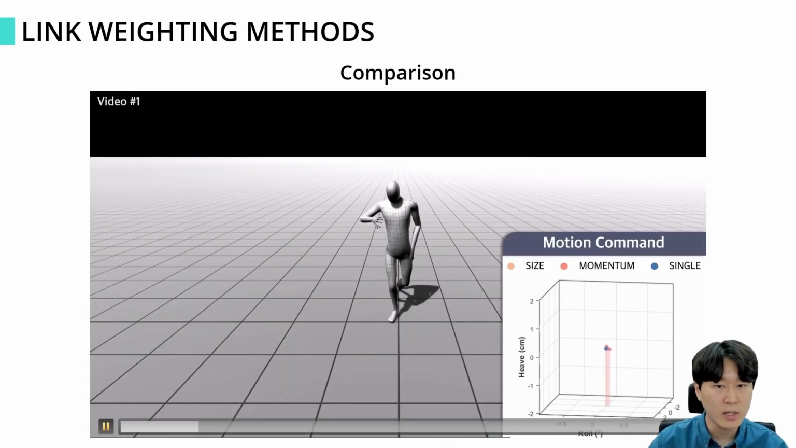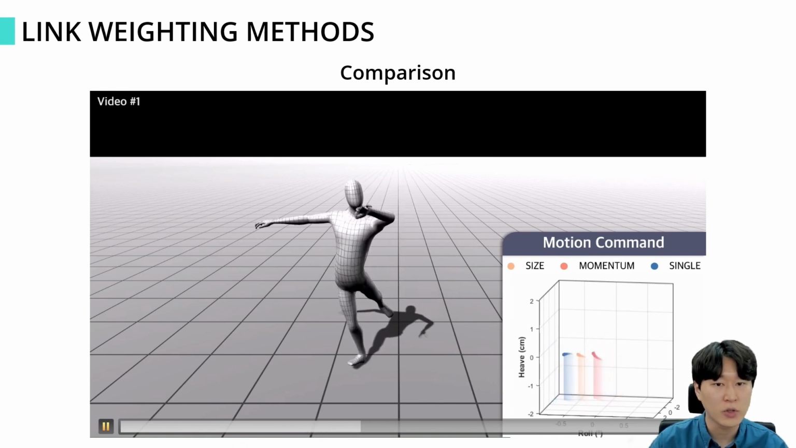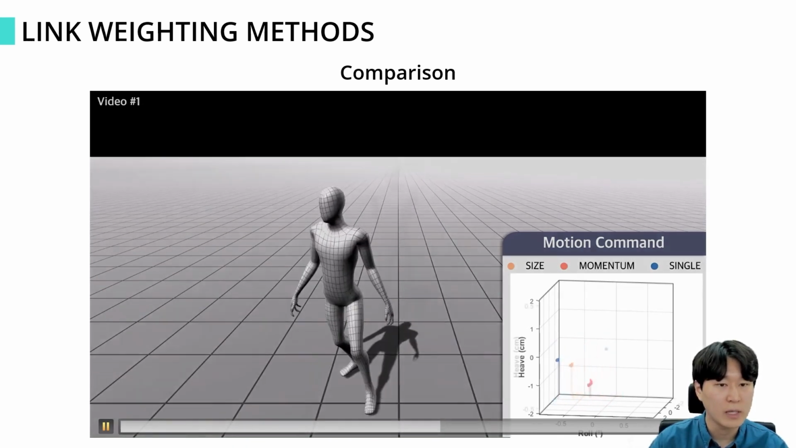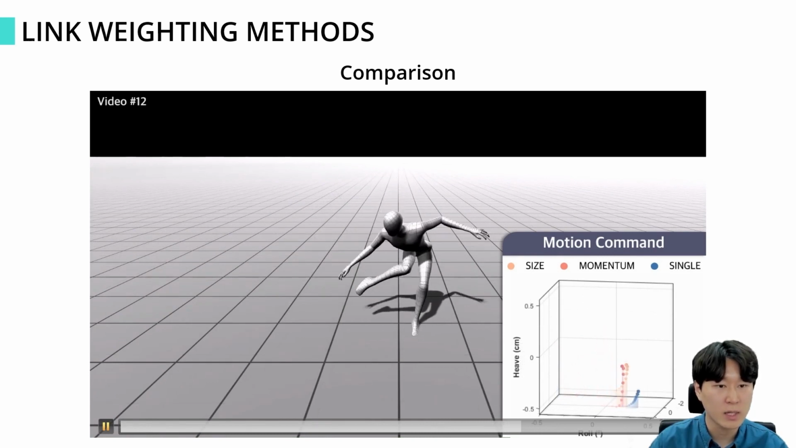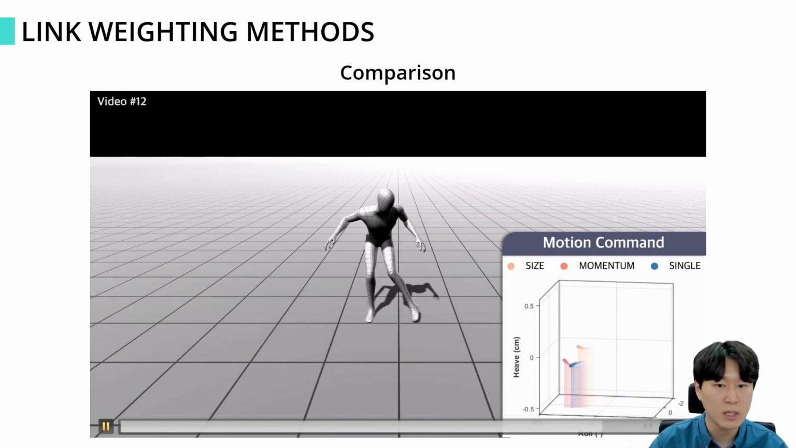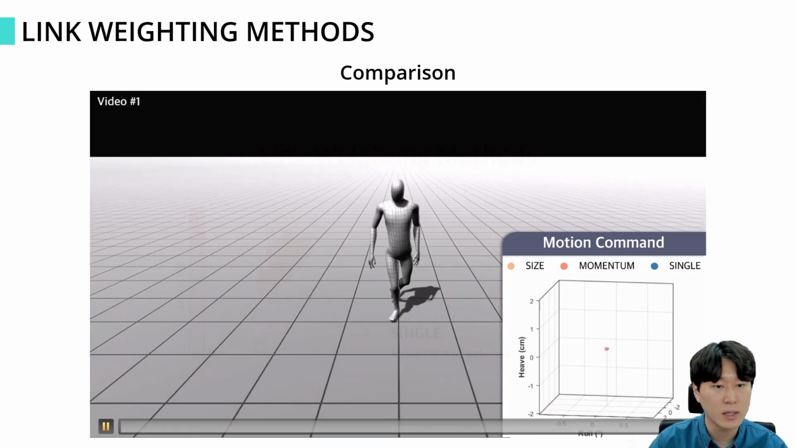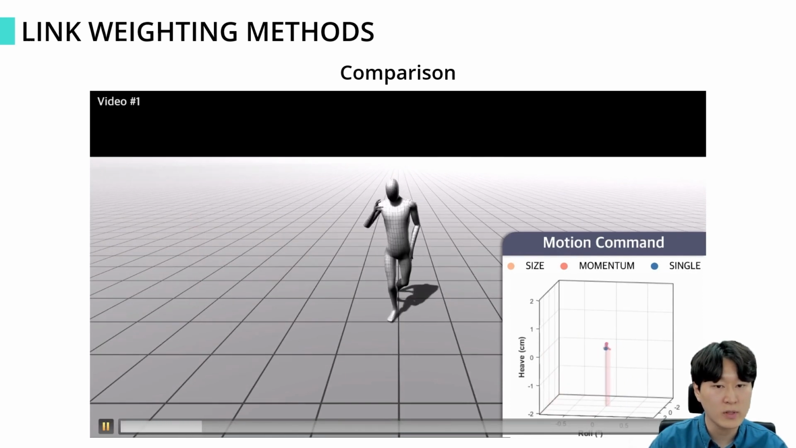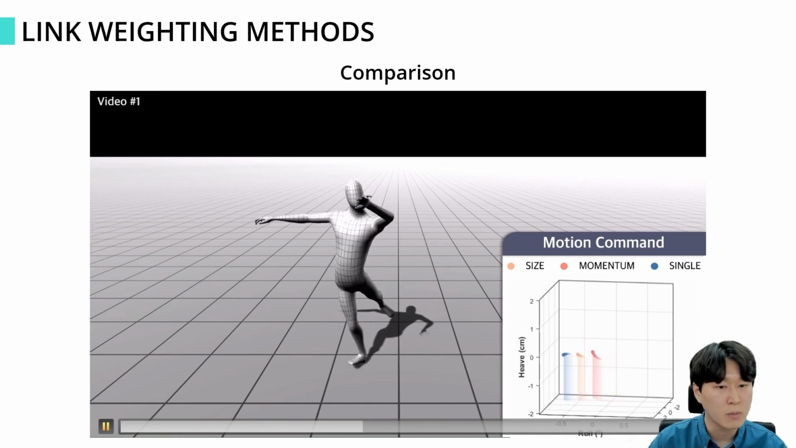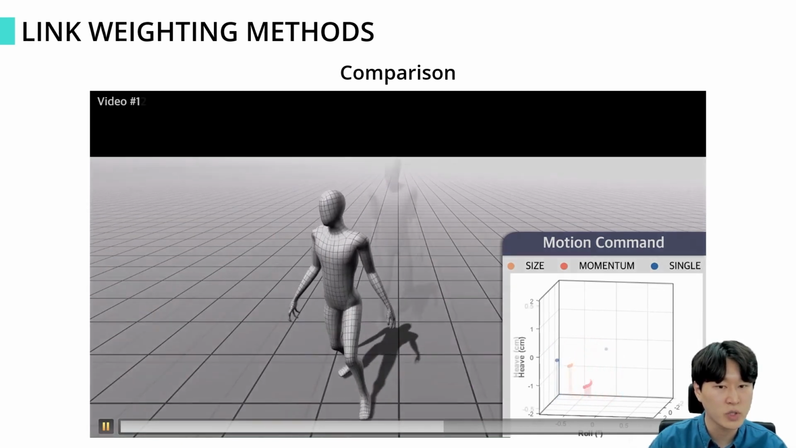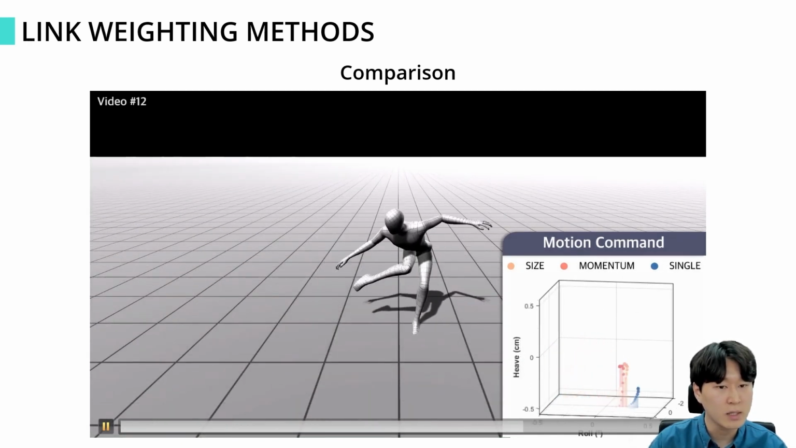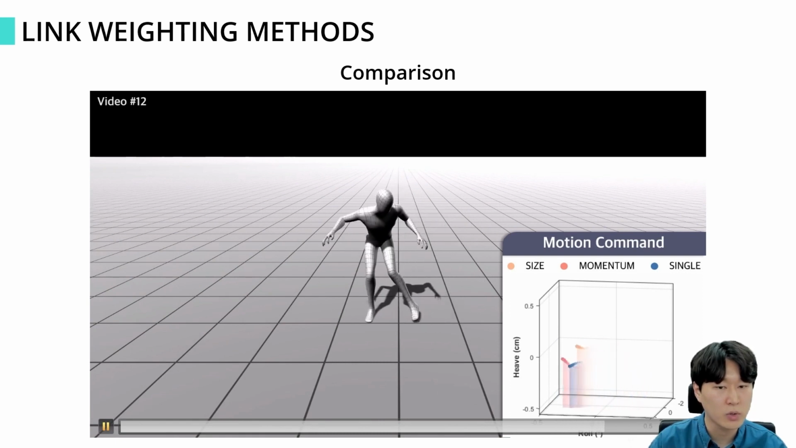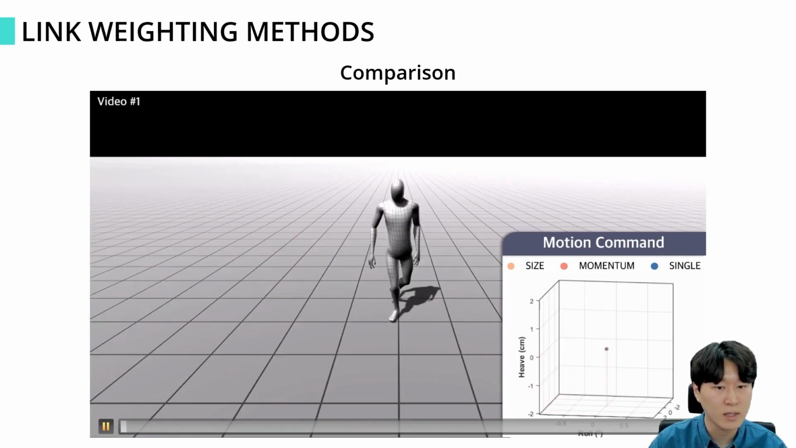These are the videos and the trajectories of the motion commands used in the user experiment. It visualizes the motion proxies calculated by 3 methods as a motion of a point. Size mainly focuses on the motion of the torso, the largest part. Momentum follows the fast motions of the arms. In this video, the motion of the torso is reflected in the single.